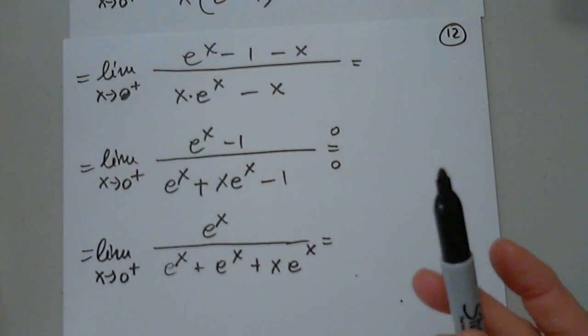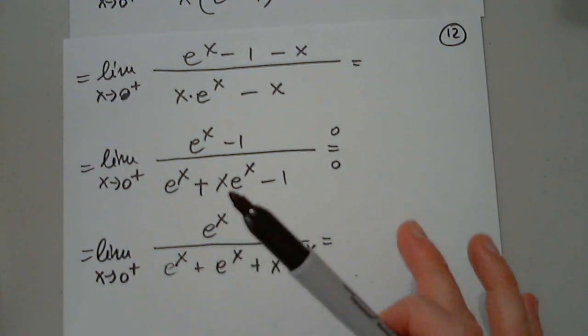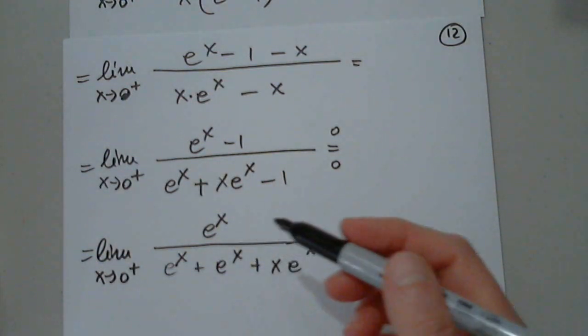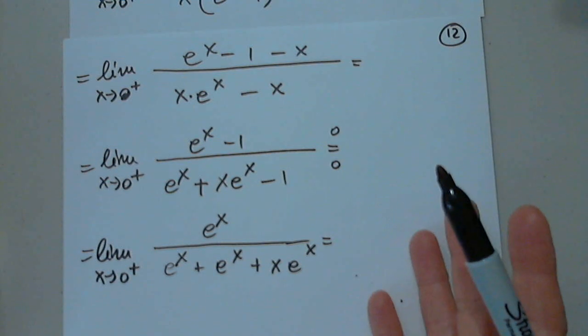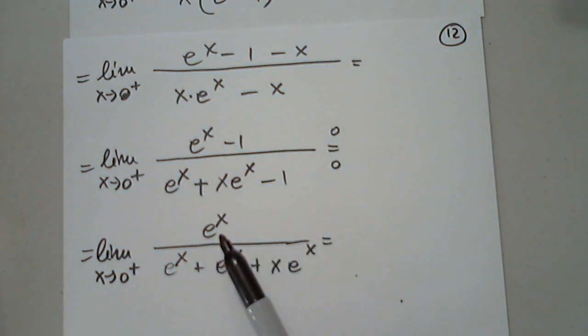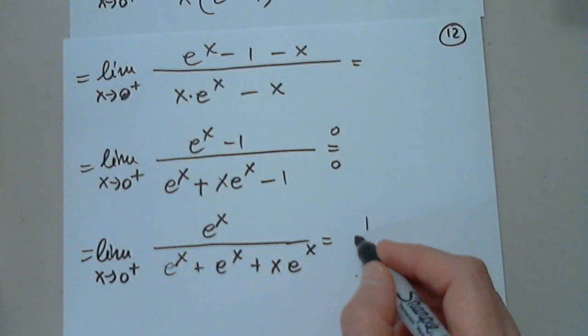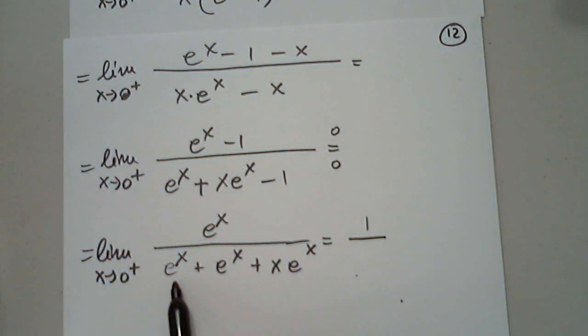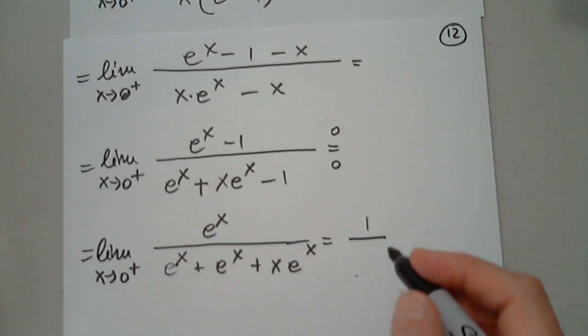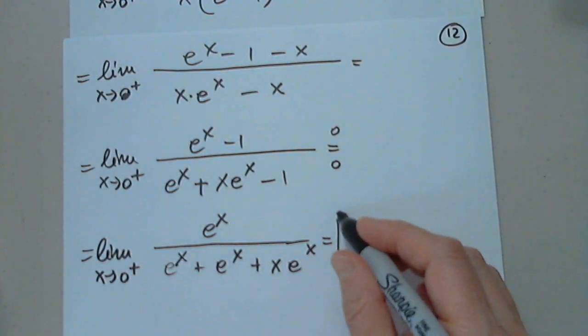So actually, because the numerator is no longer 0, I was going to simplify, but let's just look at this. So e to the x, when x approaches 0, the numerator is 1. In the denominator, e to the x, when x approaches 0, this is 1, and this is 1, but this is 0. And this is done. We don't have to do anything else.